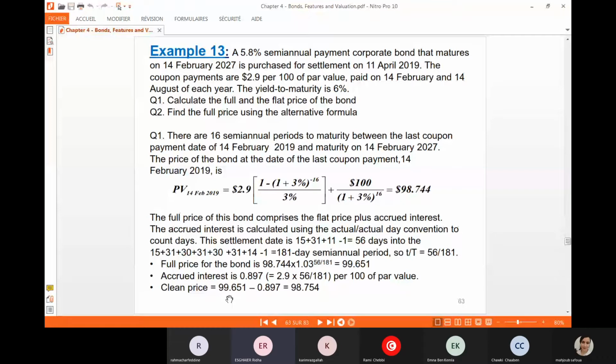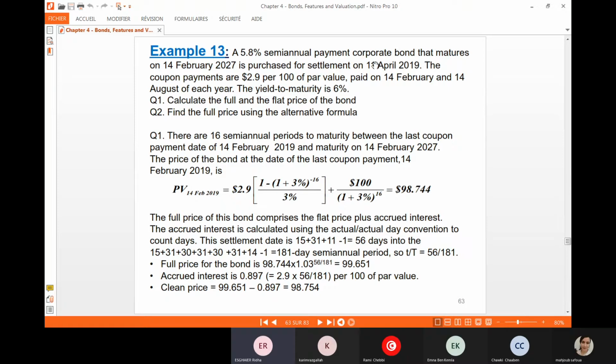From April 11, 2019 to February 14, 2027, how many coupons are remaining? How many payments of interest are remaining? We have here 16 semi-annual payments of interest remaining.